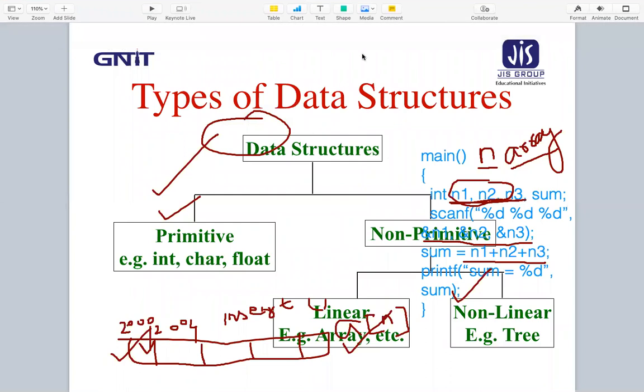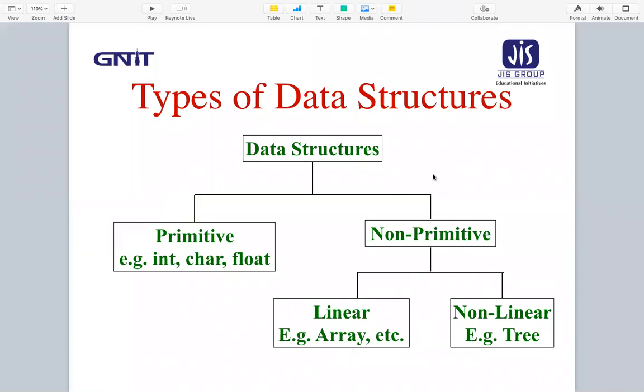Now, what are the types of data structures? The types of data structures are primitive data structure and non-primitive data structure. What is a primitive data structure? We have seen that in the case of primitive data structures, we have used variables of type int, char, float, and so on.